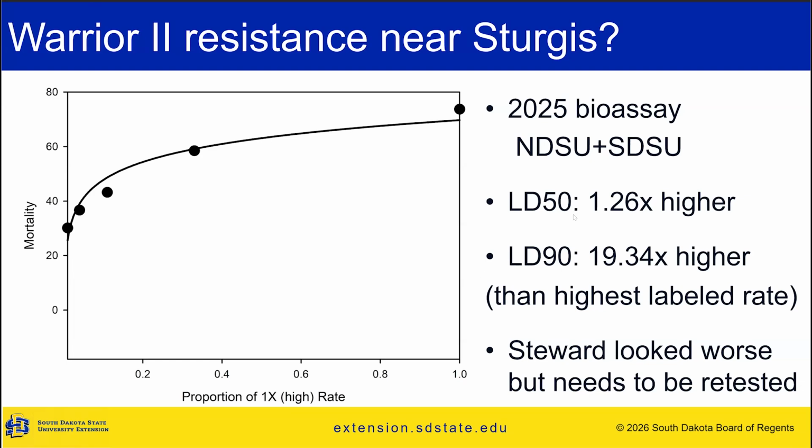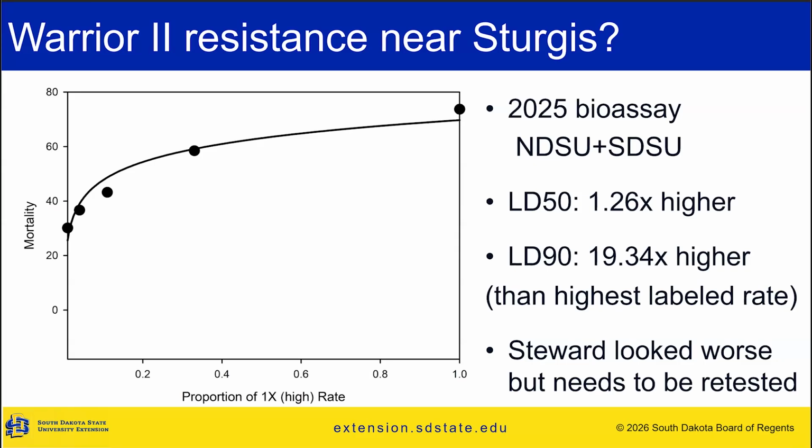And so looking at the lethal dose it takes to kill 50% of the population, we are at 1.26 times the 1x rate. And the LD90 was 19, so that's the dose it takes to kill 90% of the population consistently. It was 19.34 times higher than the highest labeled rate. That's not great news for us here in South Dakota. Our research on the eastern side of the state suggests that it's not that bad for us on this side, but in 2026, we are going to be pushing this a little bit harder and hunting down as many alfalfa fields as we can find, because there's potentially some issues looming for us in terms of alfalfa weevil management.